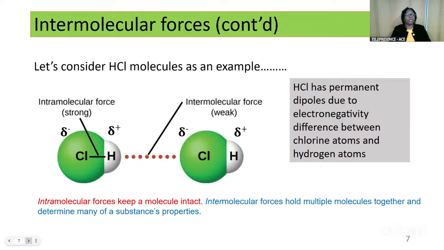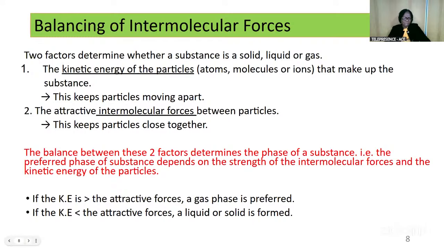So without wasting much time, there's something we need to address. How do these molecules balance to attain a particular state? How do you get the molecules to occur when they come in close proximity? How do they appear or occur as solid or as liquid or as gas? There are 2 main factors, and we refer to this as balancing of intermolecular forces.